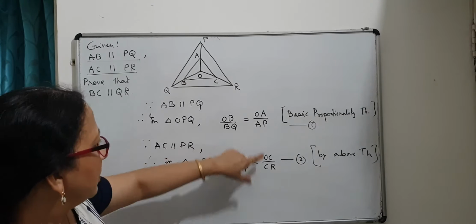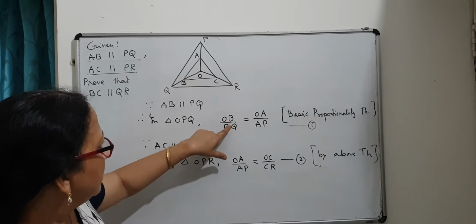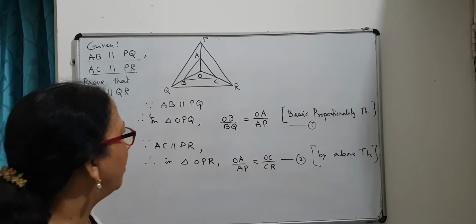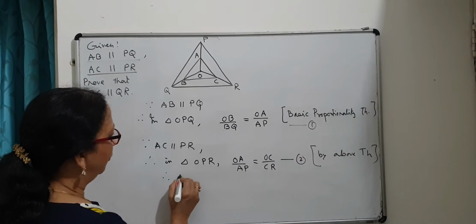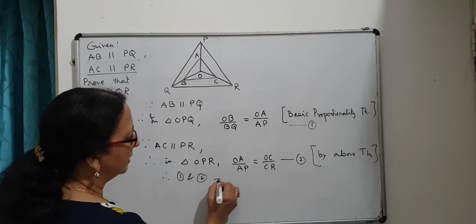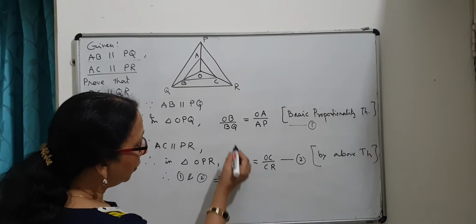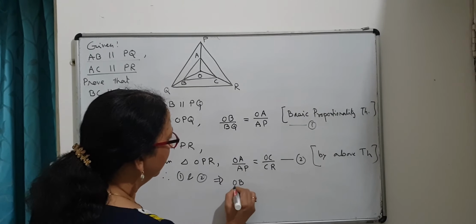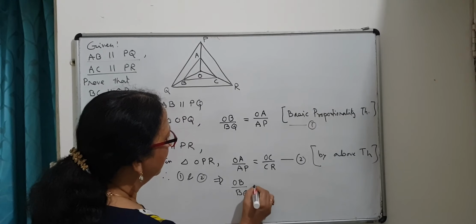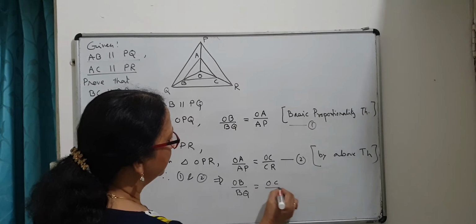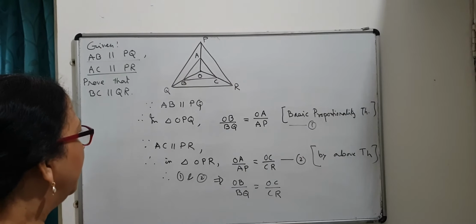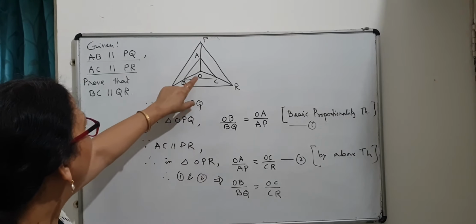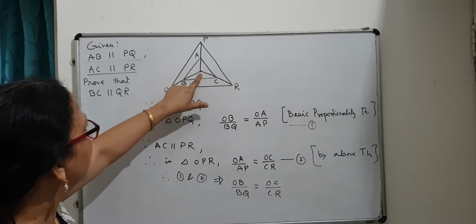Now observe the equations: both have OA by AP equal to something. So from 1 and 2, this will be equal to this. Therefore, from 1 and 2 I can conclude that OB by BQ is equal to OC by CR. Now you look at this, OB by BQ is equal to OC by CR.